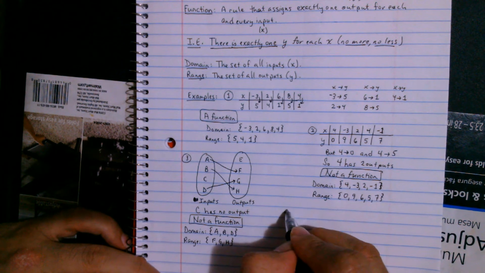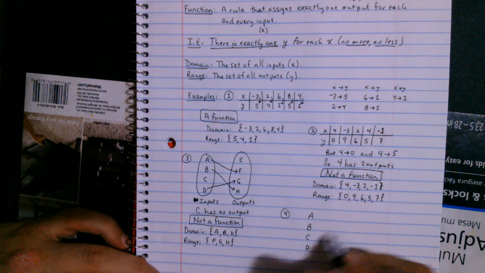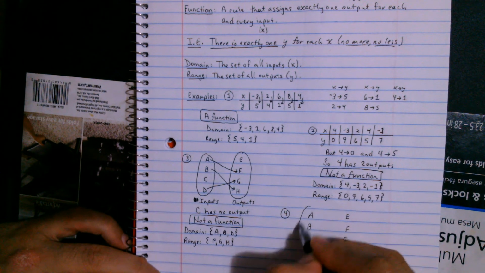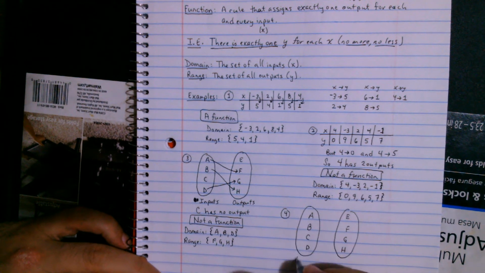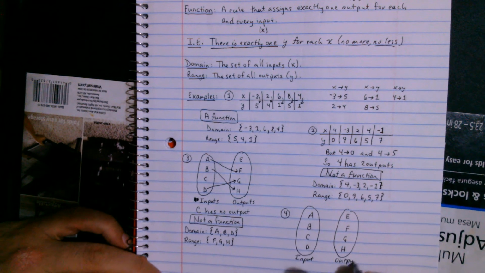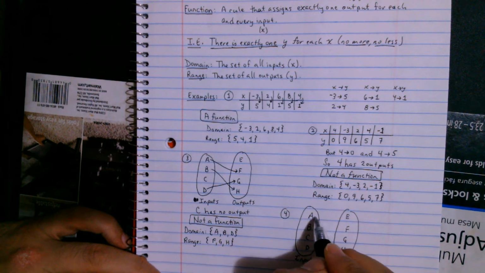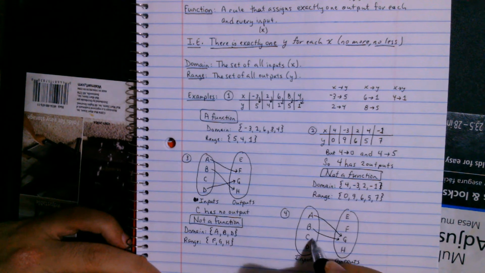One more here. Let's use the same letters. Left would be your input. Your output would be the right. So let's say A goes to G. Let's say B goes to G. Let's say C goes to G. And let's say D goes to G.